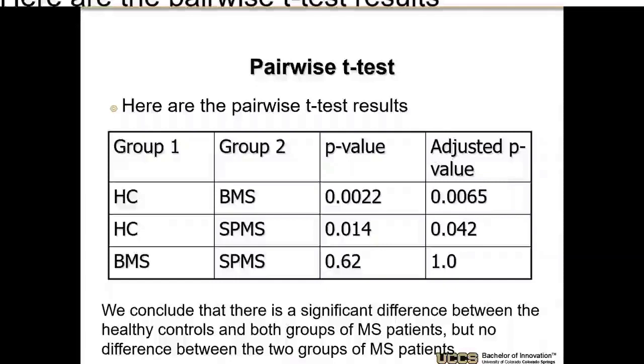The control group versus the secondary, right? The p-value is 0.01, and the base versus the secondary is 0.61, right? And now I adjust those p-values by basically just taking them and multiplying them by 3. So I take my 0.02 and I multiply by 3, and now my statistics value for that comparison is 0.06. For this one, it's 0.04, and for this one, it's 1. We clamp it at 1 if it's greater than 1.